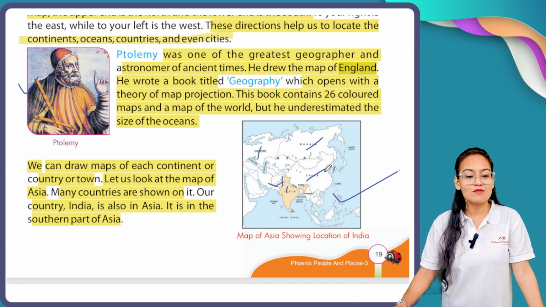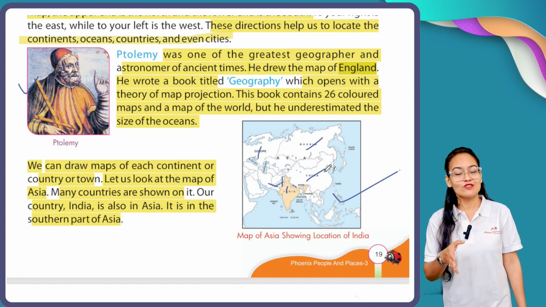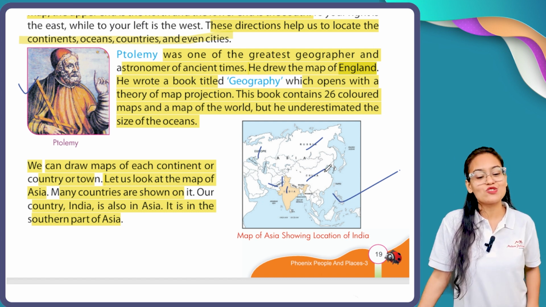Now here comes your work. Go thoroughly through this chapter and complete the exercise based on this chapter.